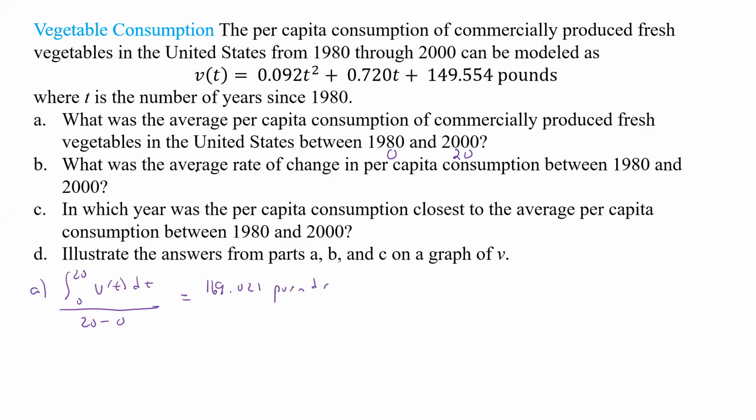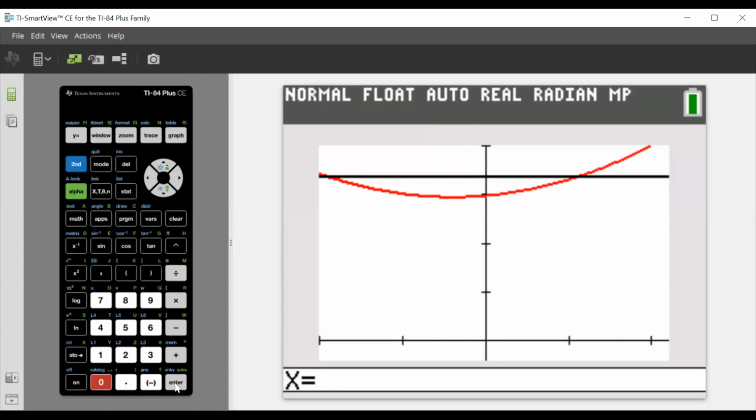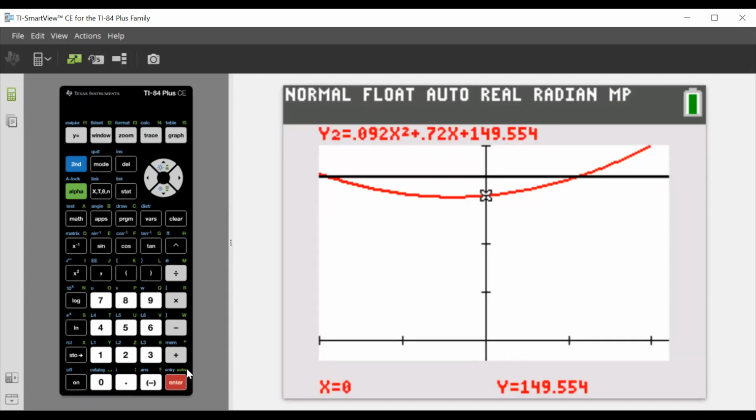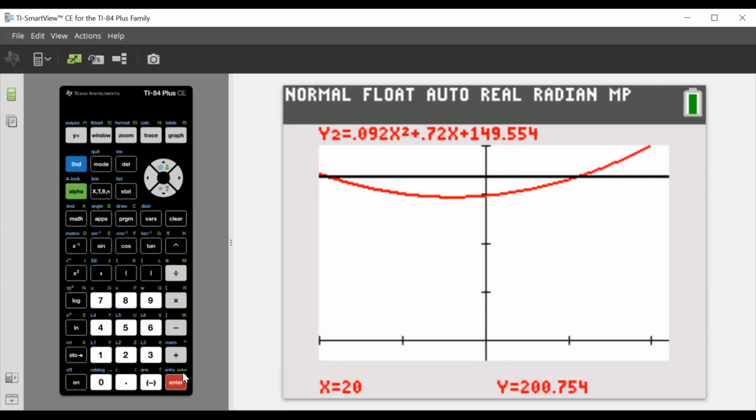Okay. Now, what was the average rate of change in per capita consumption between there and there? Well, that's going to be our V of 20 minus our V of 0 divided by 20 minus 0. So now we have to figure those out. We'll go back here, and we can do our trace, do a value, and we go from 0, which is 149.554, and 20 is 200.754. Okay, so let's do our calculation first, and then we can write it all down at the same time.